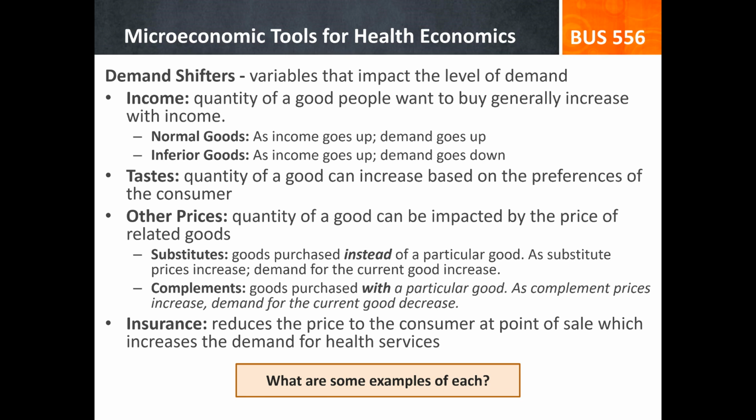And then insurance, we talked about this. Insurance reduces the price to the consumer at point of sale, which increases demand for healthcare services. So what's an example of that? We talked about the cancer drug. If I didn't have insurance, it's a $5 million drug. With insurance, it's a $10 copay, right? So by buying insurance, I reduced the price to the consumer, so I increased the demand for the $5 million drug. So more people would buy the drug with insurance than without it. And that's why when we give the uninsured population insurance, demand increases because with insurance, they demand more services.